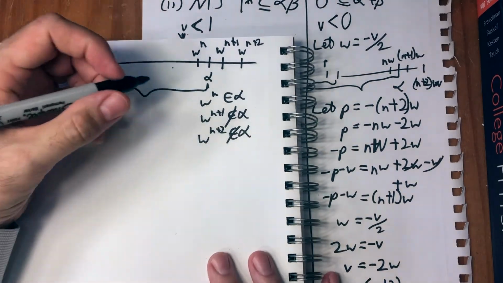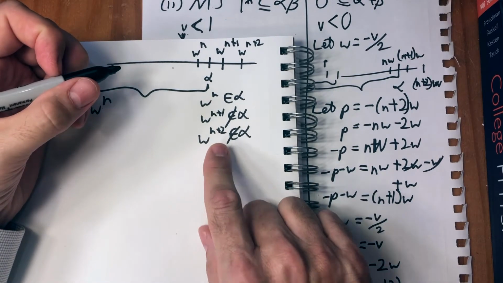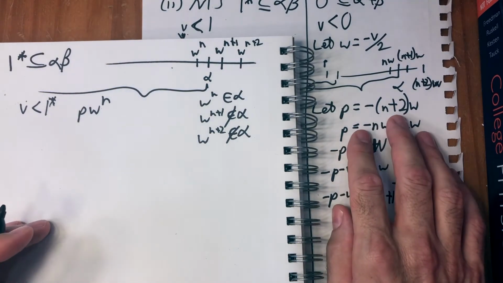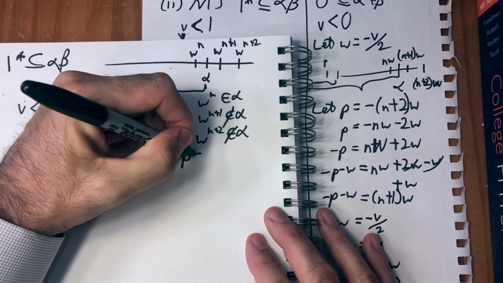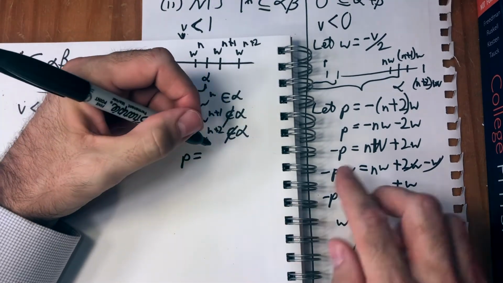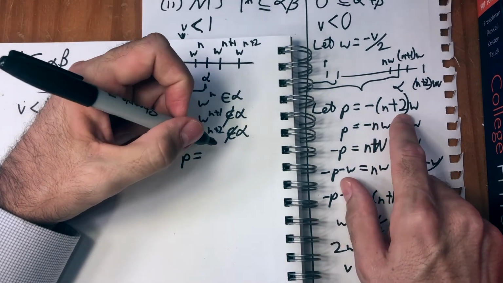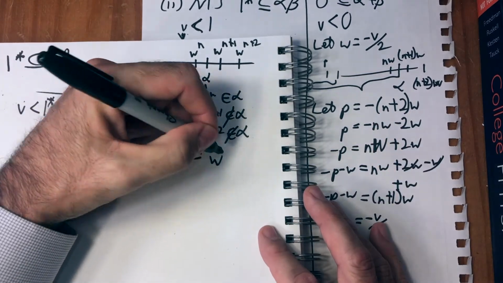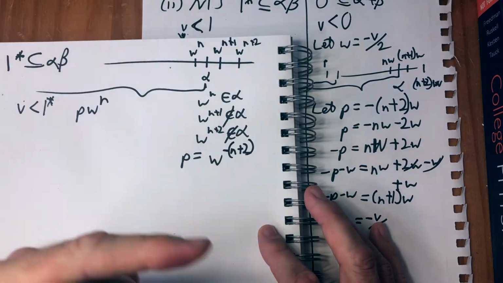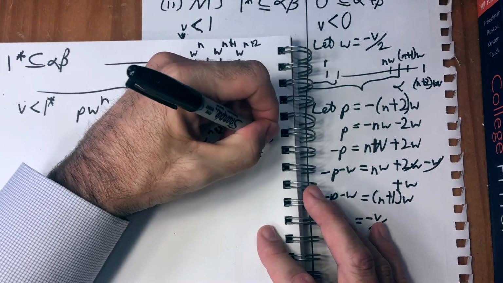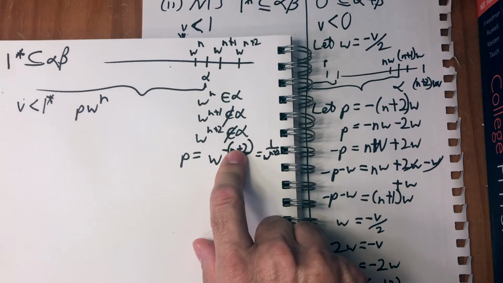So we'll set, so we have the W to the n plus 2. We're going to set P equal to the inverse of that. So we're going to say P equals the inverse of W to the n plus 2. But in this case, it means like this. So this is basically 1 over W to the n plus 2. Okay, but I'm just going to leave the minus here.